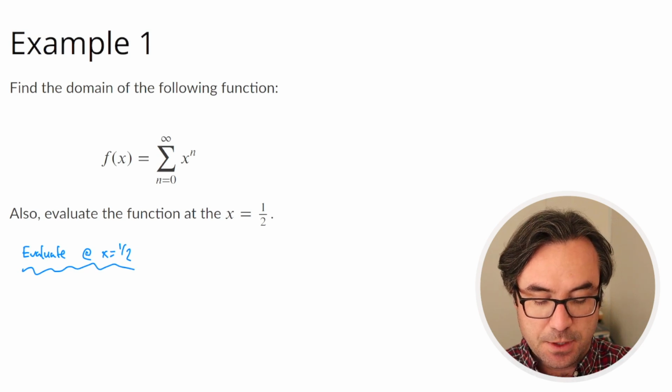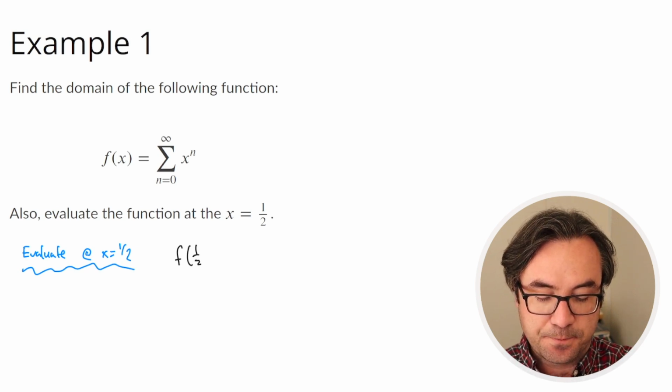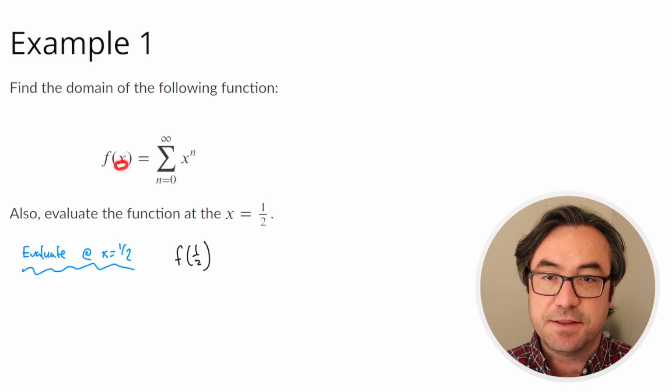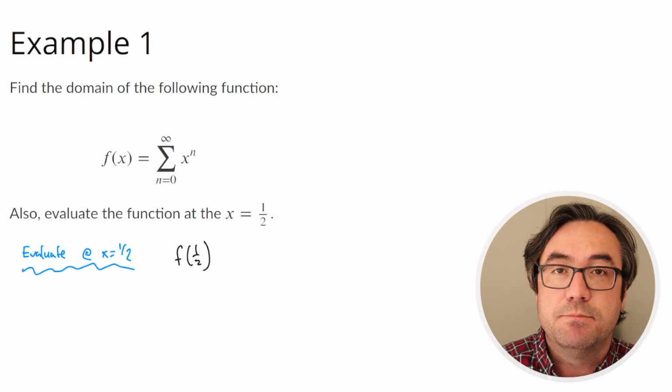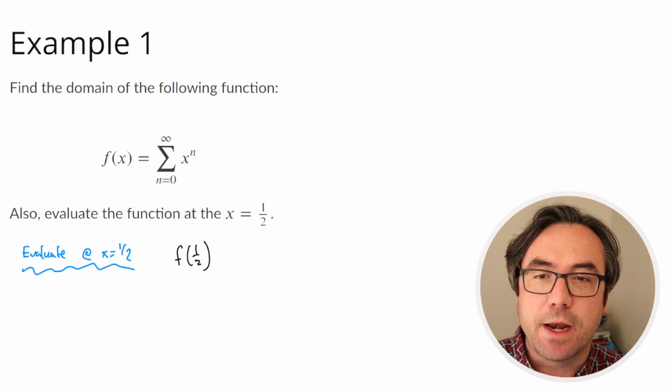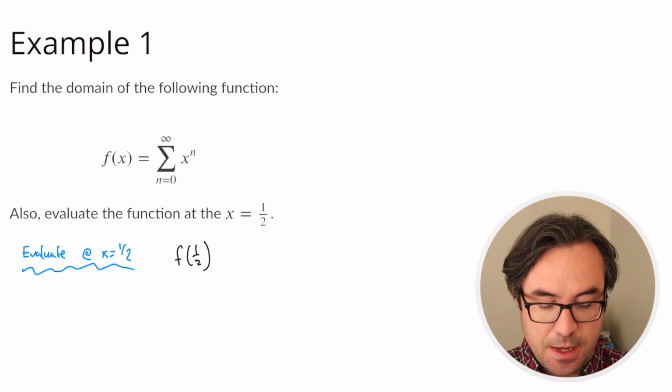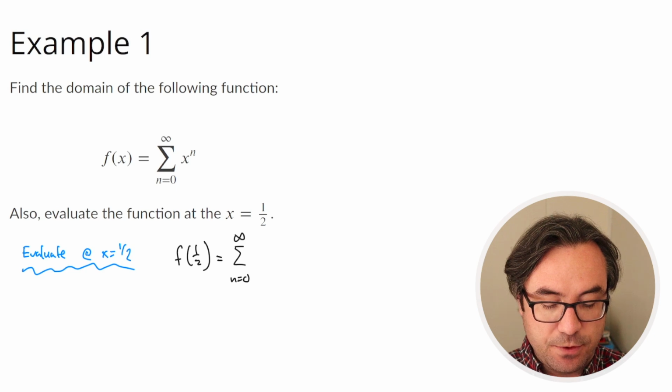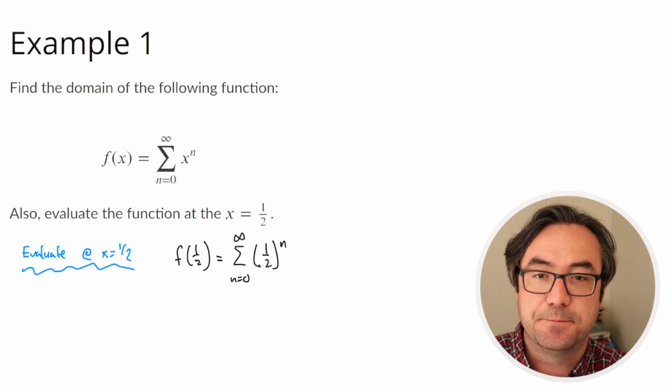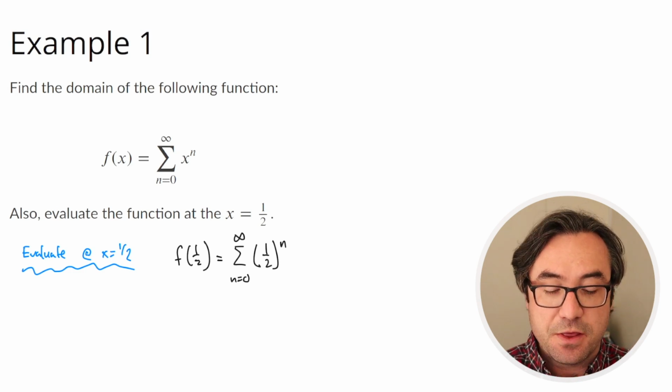All right. So we're going to take 1/2, and wherever I see an x in this formula, I'm just going to do what we normally do, plug in 1/2. And when we do that, we get the sum from n equals 0 to infinity of 1/2 raised to the power n.